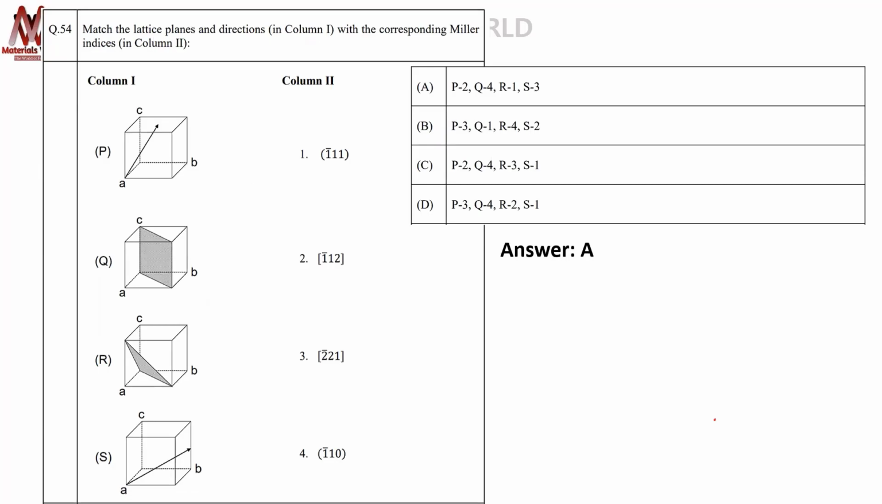For question number 54, your answer is A. I'm doing this so that one can quickly take the reference and go forward, because they have come here for the answer key. Okay, let's see how the answer will be A. It's a very easy question actually, the simplest. It's a question based on the direction, the plane, and the Miller indices.